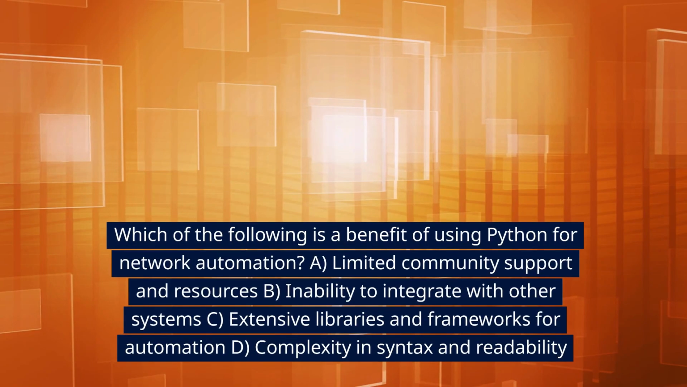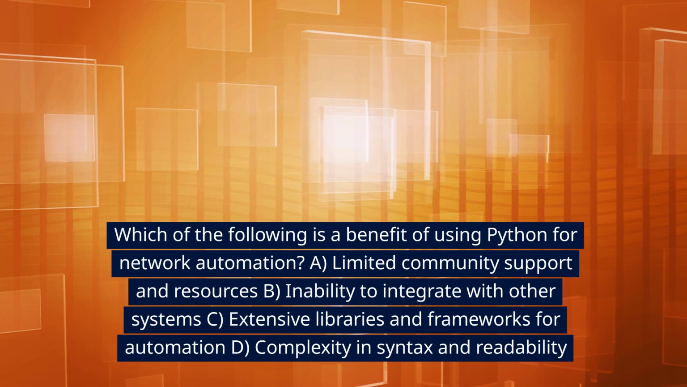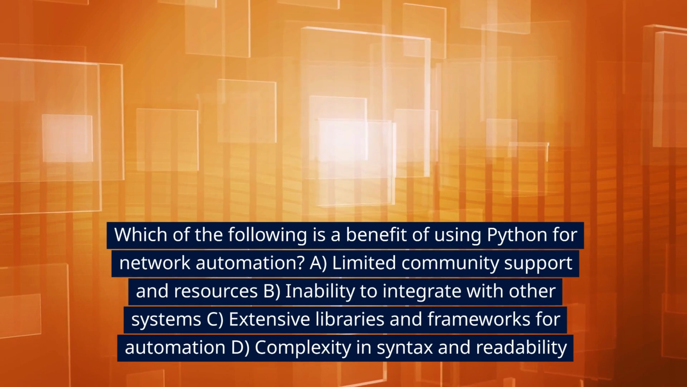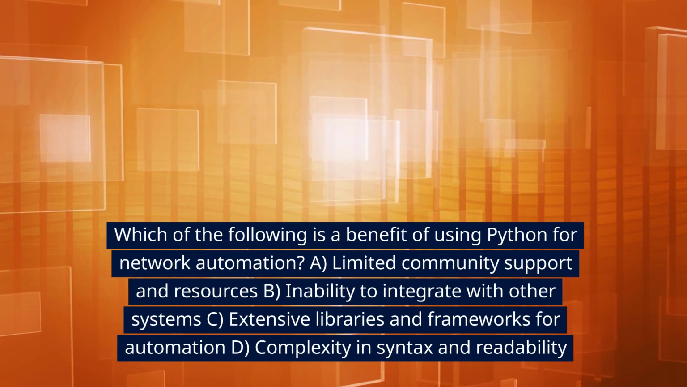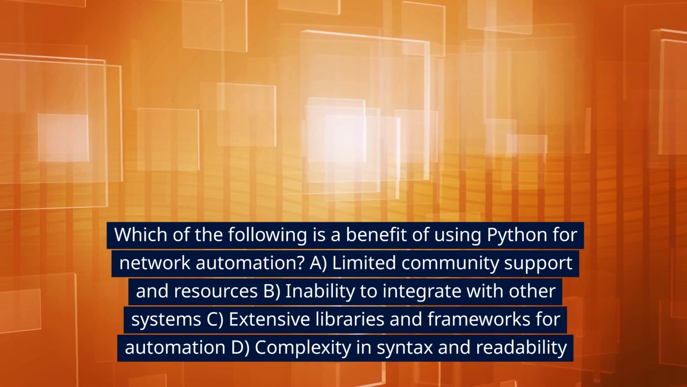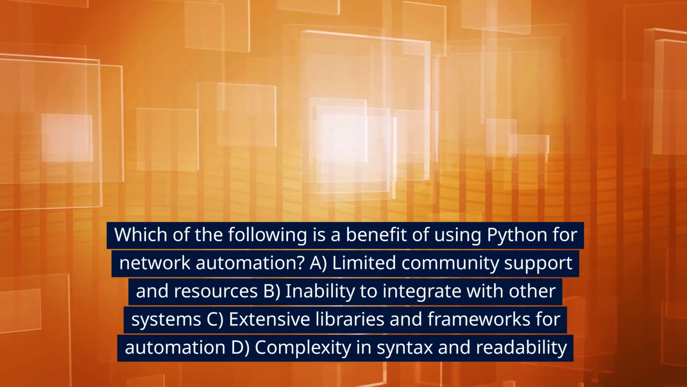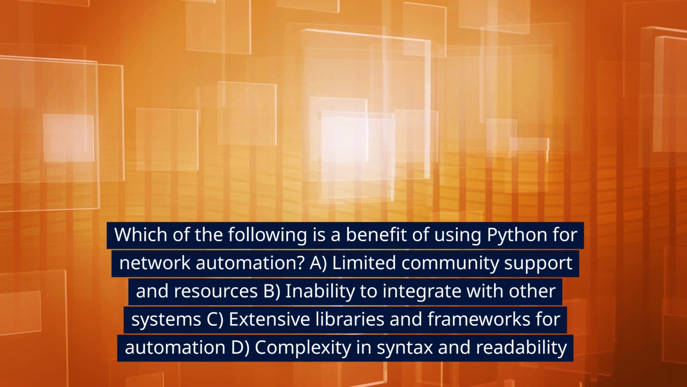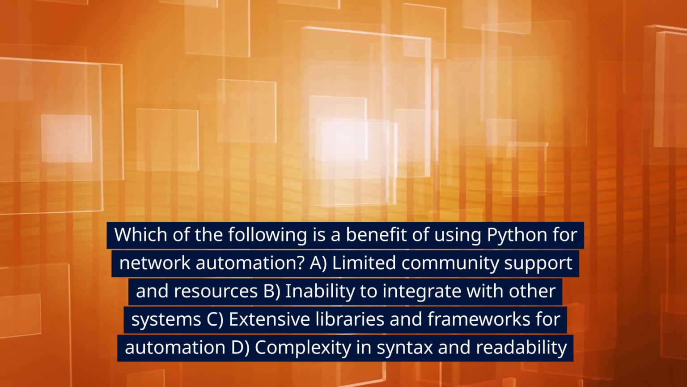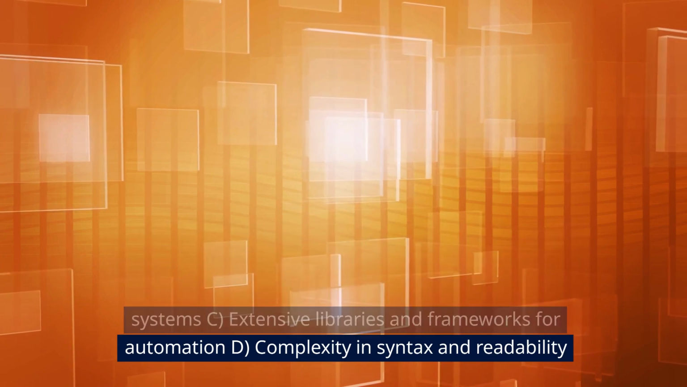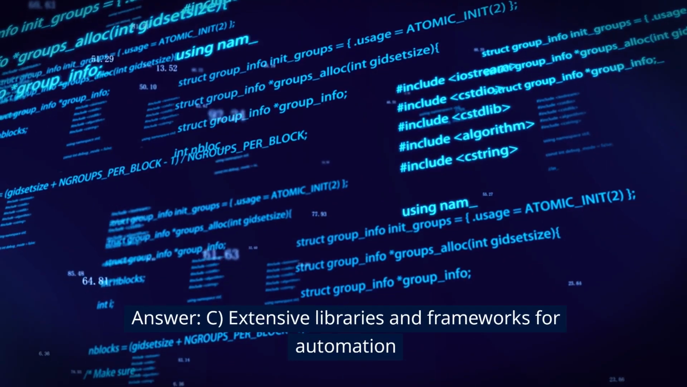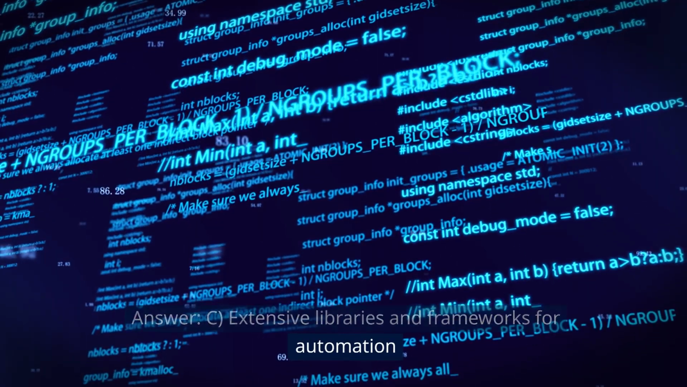Which of the following is a benefit of using Python for network automation? A. Limited community support and resources. B. Inability to integrate with other systems. C. Extensive libraries and frameworks for automation. D. Complexity in syntax and readability. Answer: C. Extensive libraries and frameworks for automation.